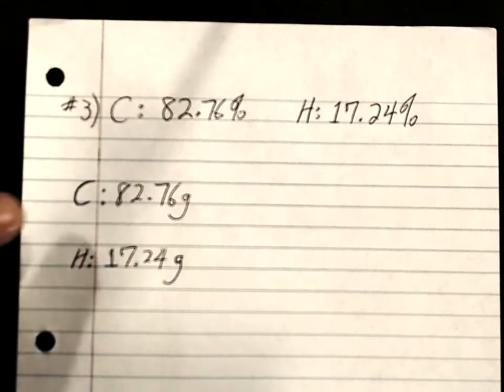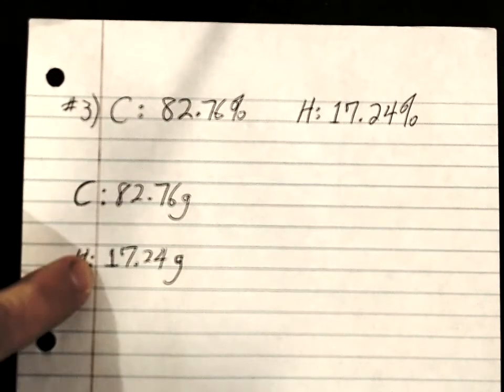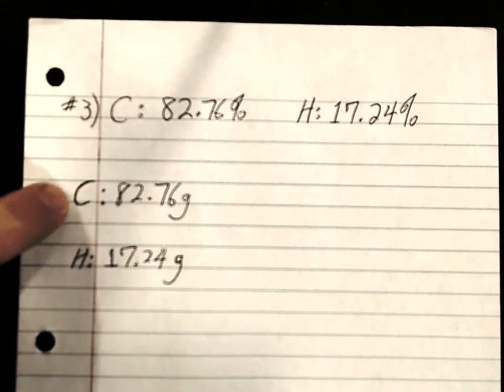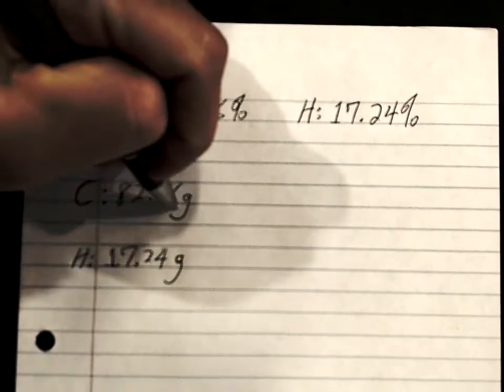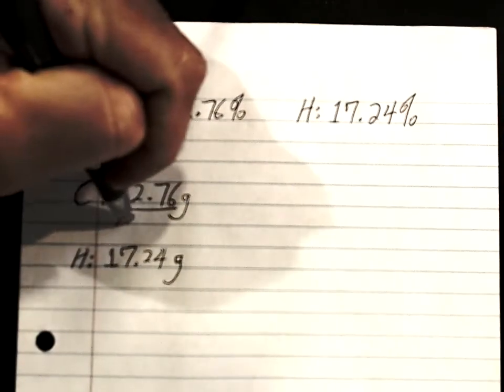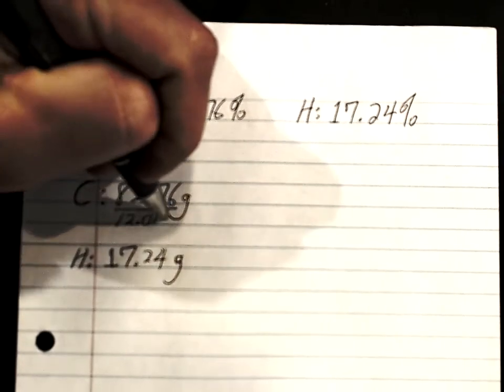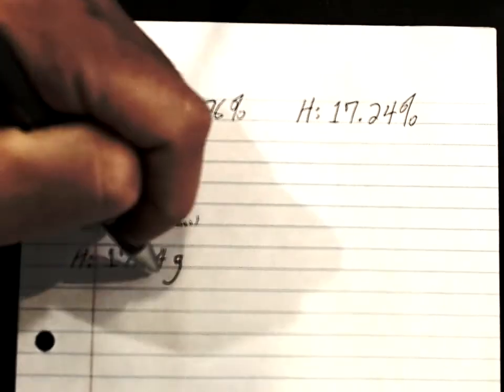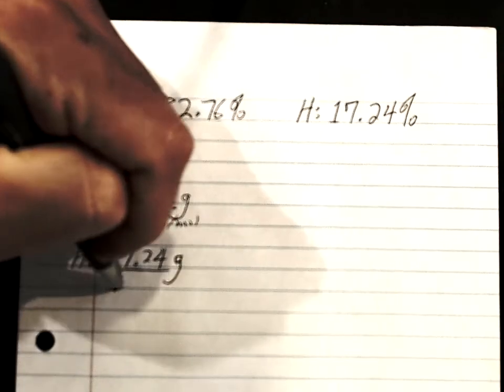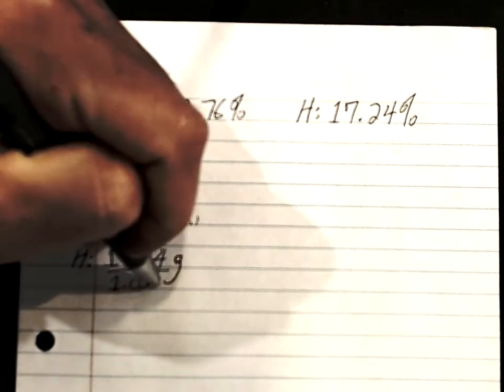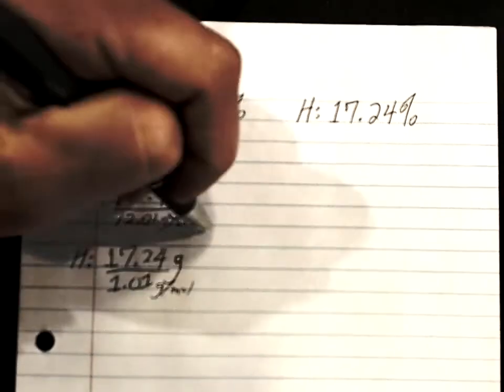Wonderful. Second step, change these masses both into moles by dividing each of them by their respective formula mass from the periodic table. Carbon's formula mass on the periodic table, 12.01 grams per mole. Hydrogen's formula mass from the periodic table, 1.01 grams per mole.